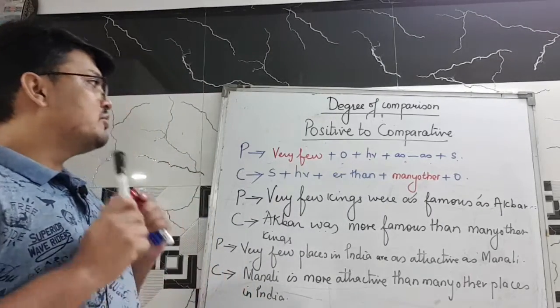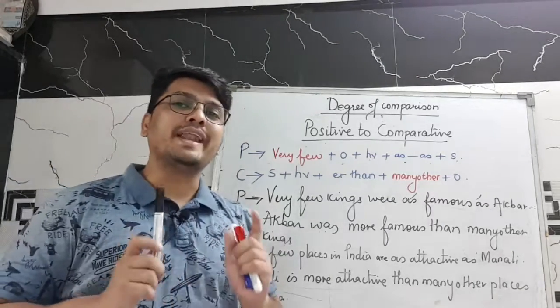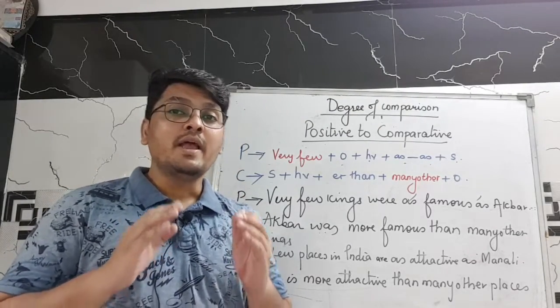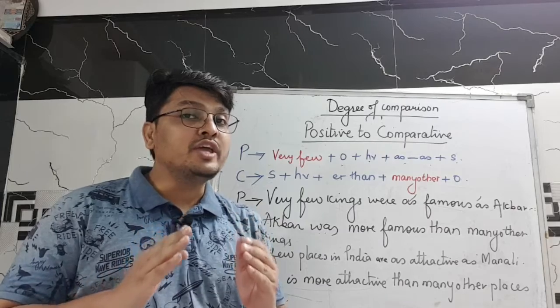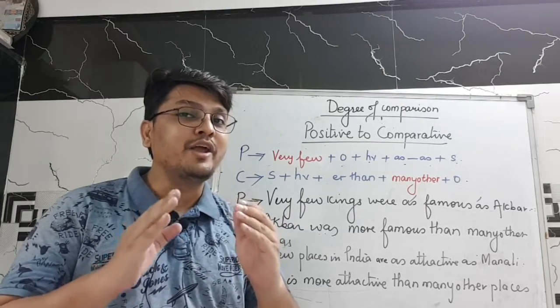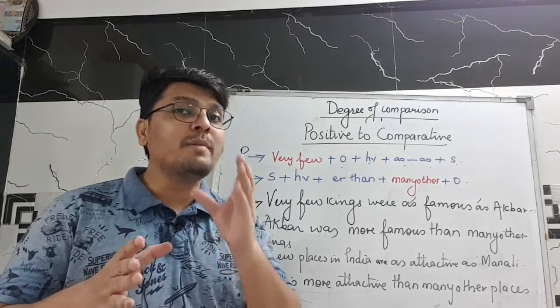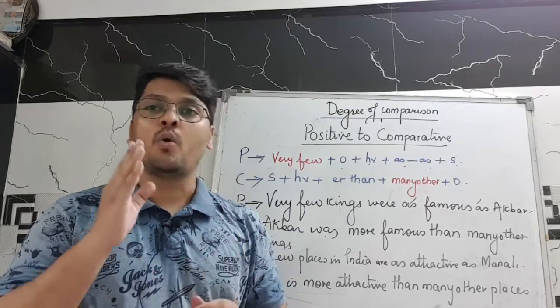So now students, you have to be very careful in using any other and many other. Any other will be used when you will see no other in the beginning of positive degree. And then you will see many other when positive degree starts with very few.